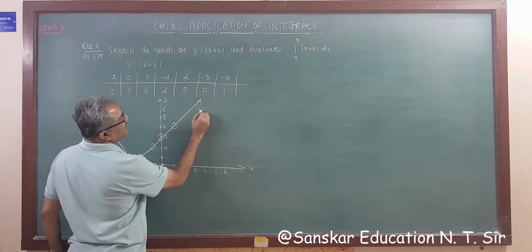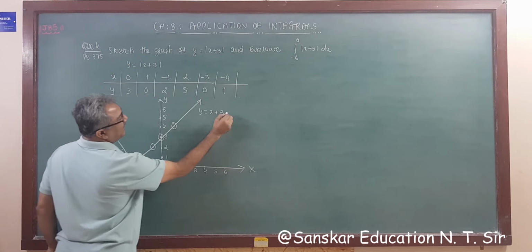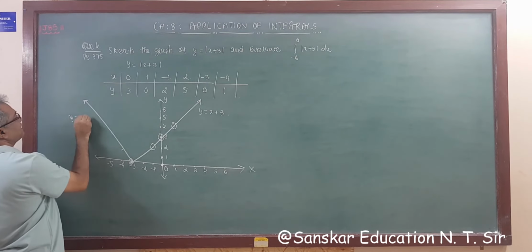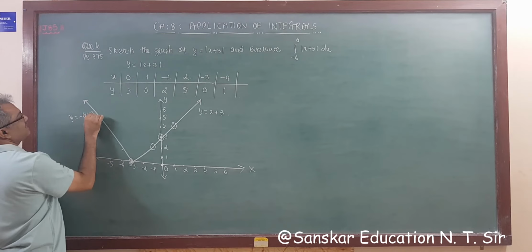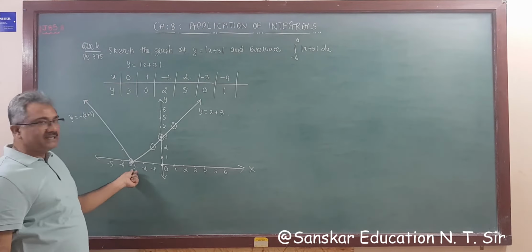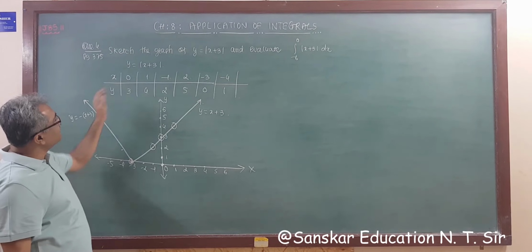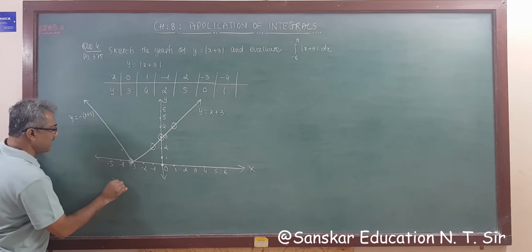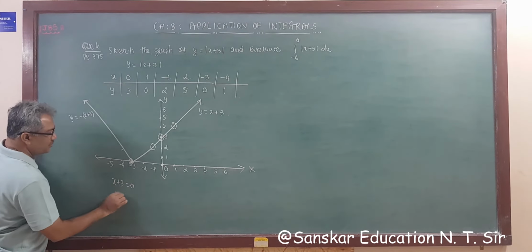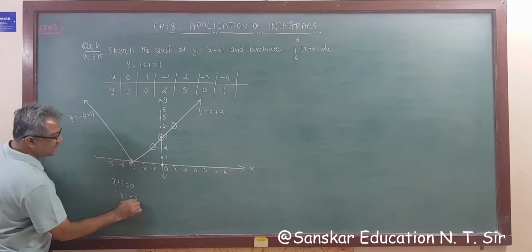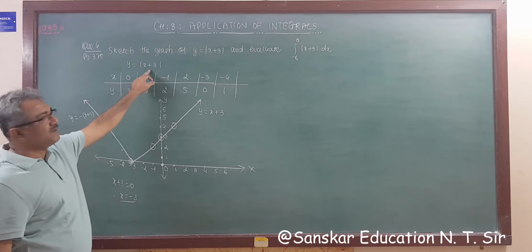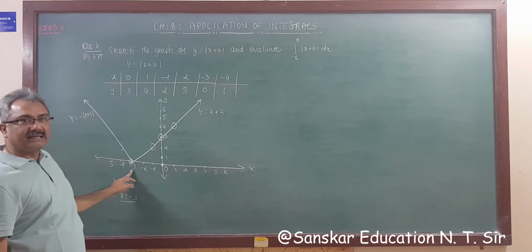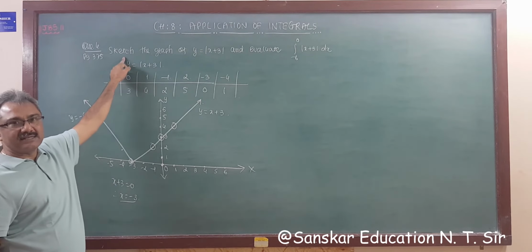So this is the line y is equal to x plus 3, and this is the line y is equal to minus x plus 3, right? And as we discussed, the graph of this function intersects where x plus 3 equal to 0, so x is equal to minus 3. See, this is minus 3 where the graph is intersecting. So this is the first answer.